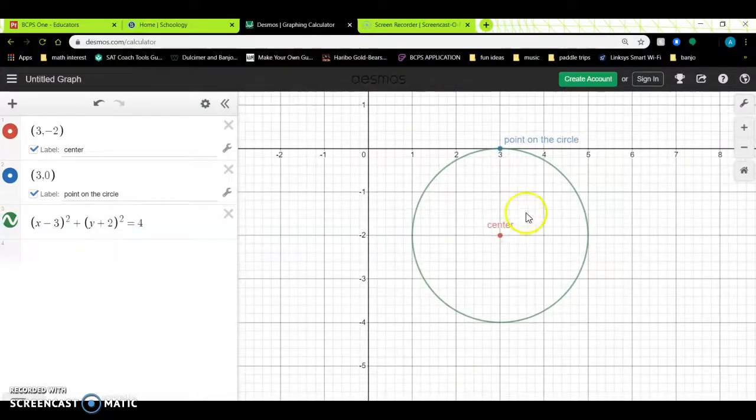Notice, center of my circle, point on the circle. It's a great way to check, and it's really helpful. Anytime they give you an equation, plug it into Desmos and see if your answer is right. Double check it. It's a really, really helpful tool.